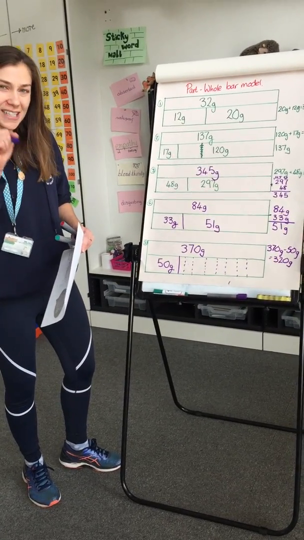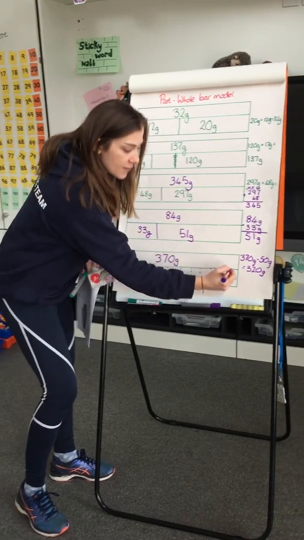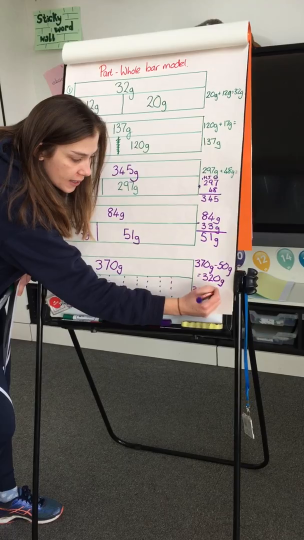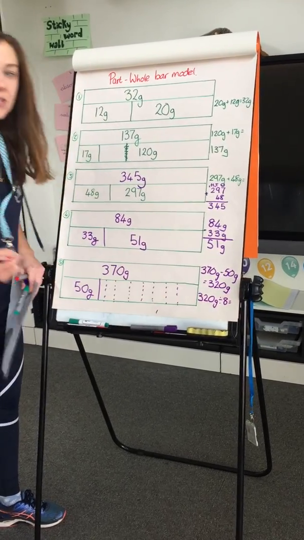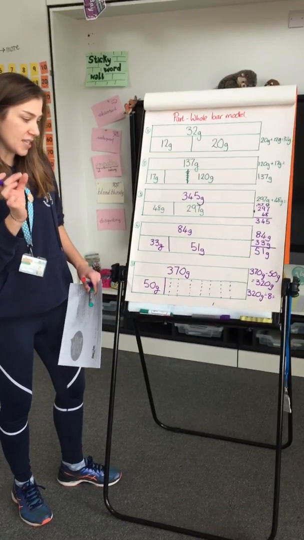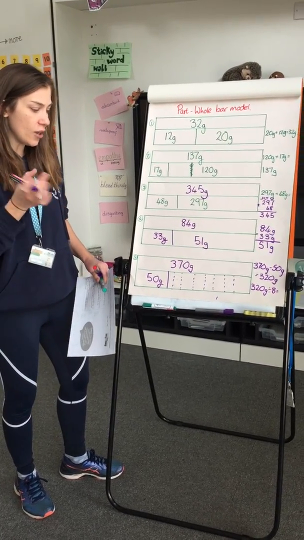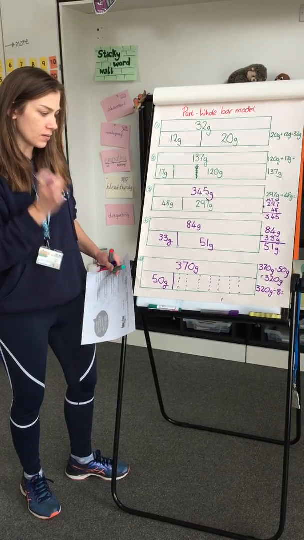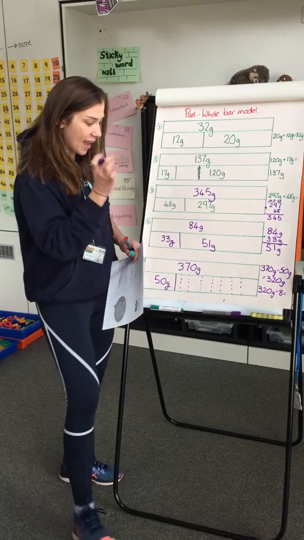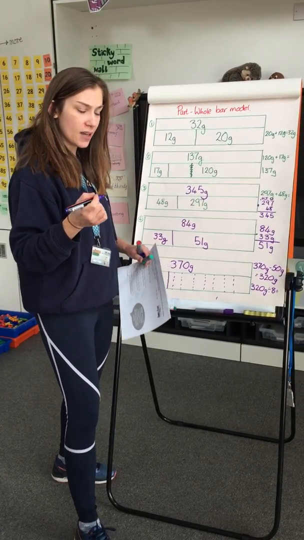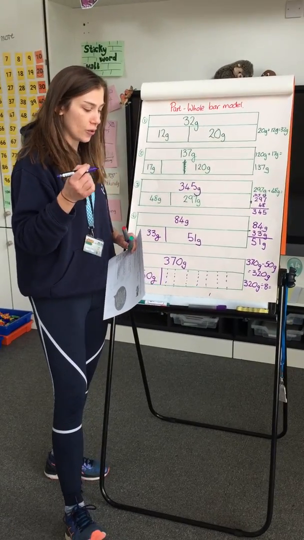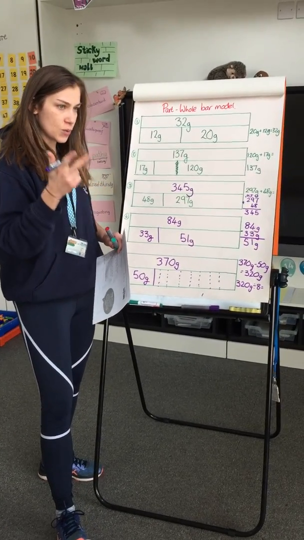But I want to know what each individual paint weighs. So I'm going to have to share my 320 grams into 8 groups because I want to know what each individual paint weighs. 320 grams divided by 8. I know that 32 is in my 8 times table. If I count in 8s to 32, that might help me find the answer to what happens when I share 320 into 8 groups. 8, 16, 24, 32.